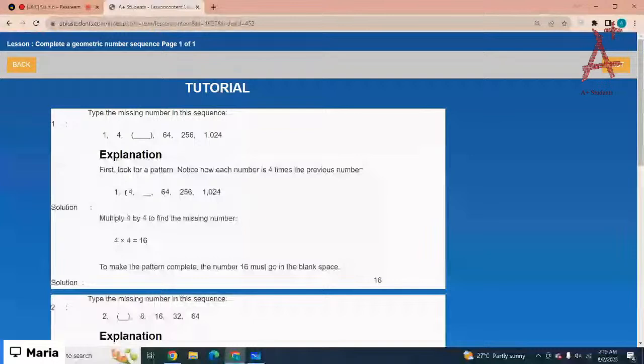We are just adding a number to get the next one, right? So when you're adding or subtracting, that means you're working on the arithmetic sequence. And when you're multiplying to get the next number, that means you're on geometric sequence, right?